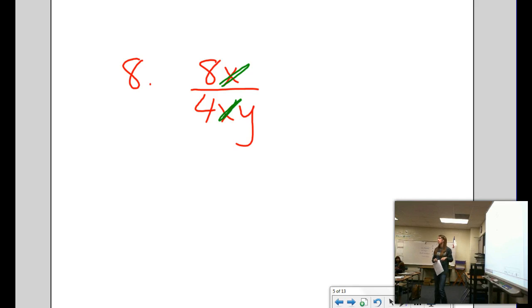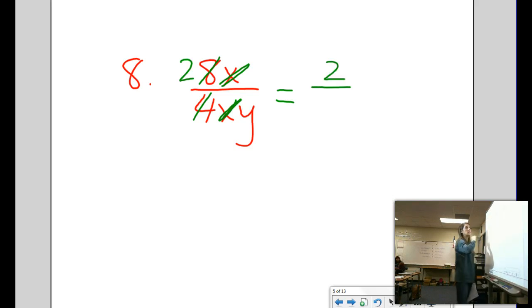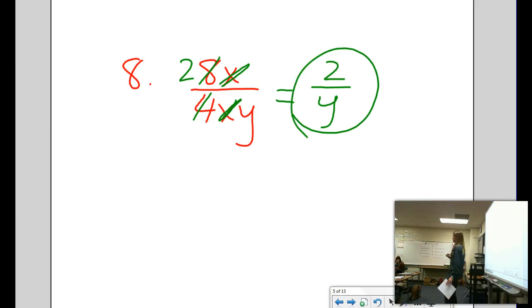And we can simplify our number. 8 divided by 4? 2. Where do I put the 2? Where the larger one came from. Okay, so it goes on top. All right, so let's make it pretty. What's left in the numerator? 2. What's left in the denominator? Final answer. Good? Okay.